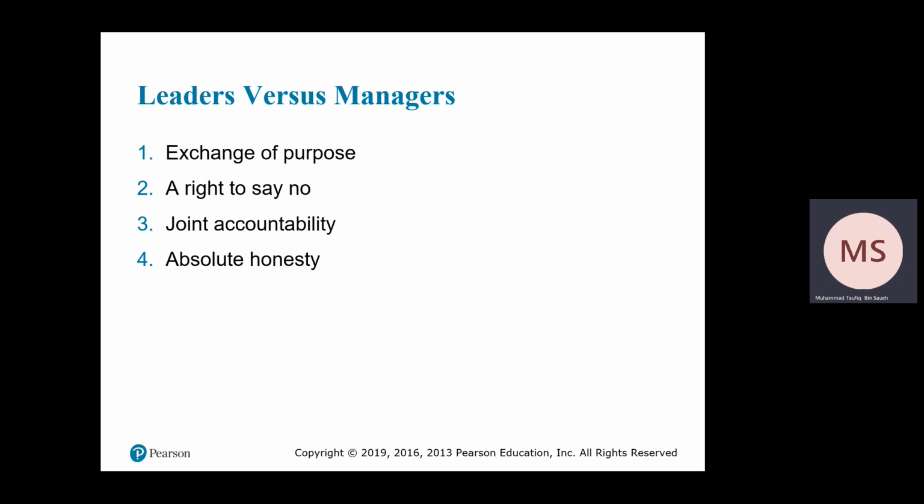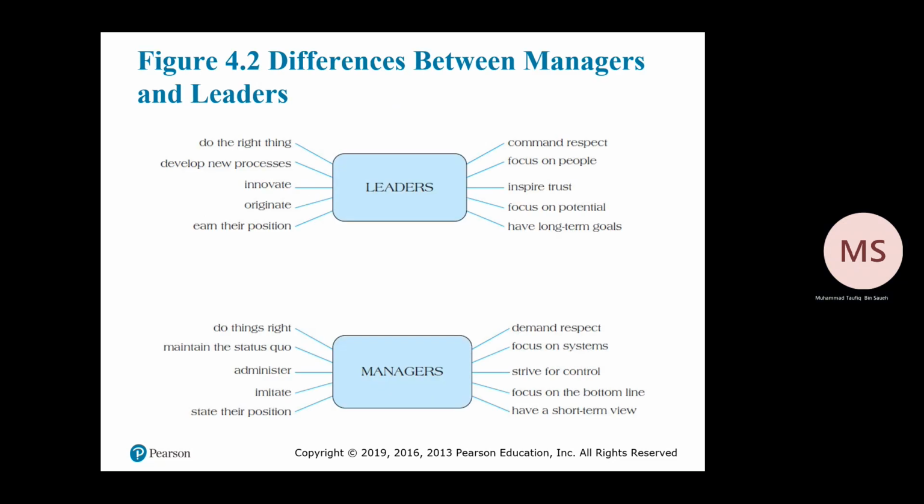The company's top management wants to cut costs. They want to cut labor, so maybe you will have your salary reduced. So you are being honest with them. This is another difference between leaders and managers. These are the details.